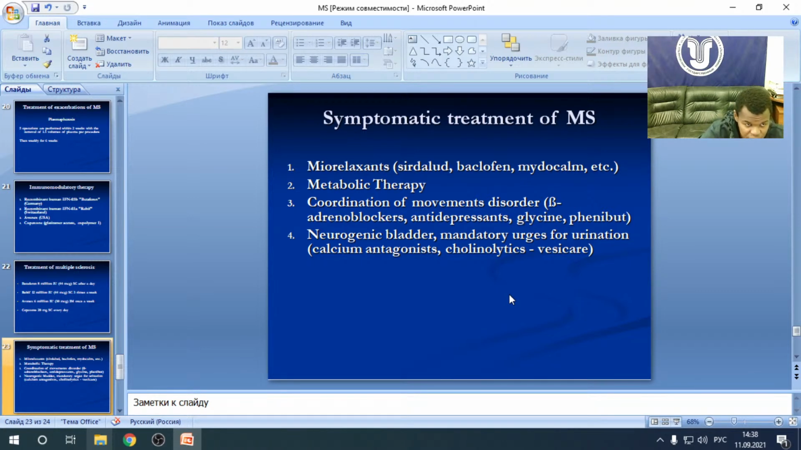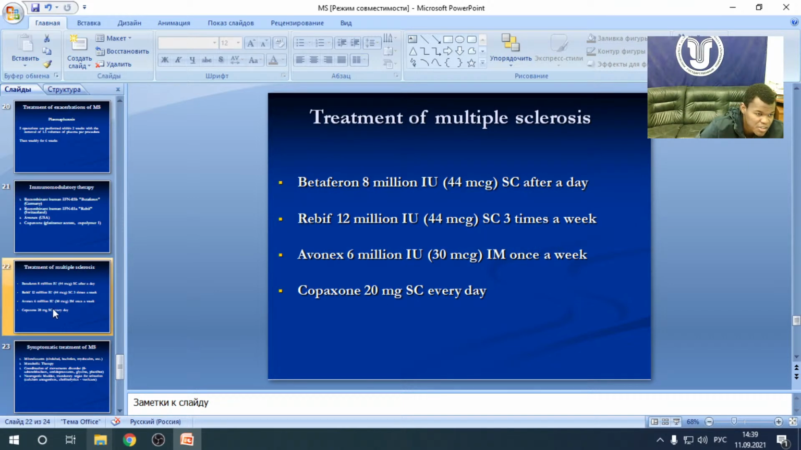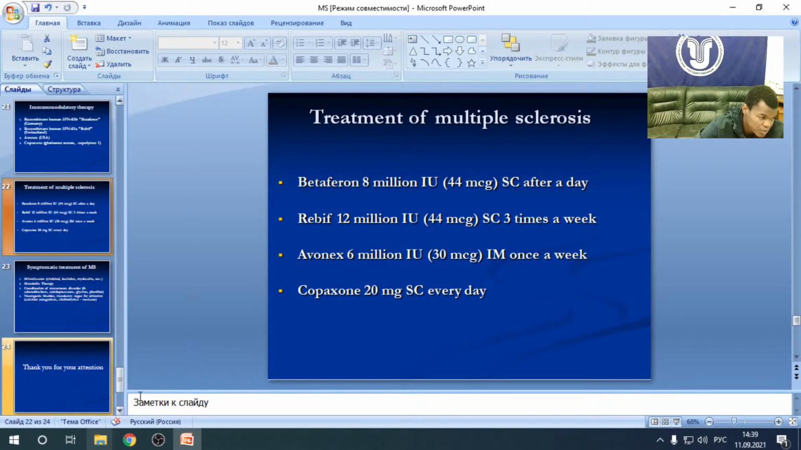Symptomatic treatment of MS: neurolexant. You have sildenafil, baclofen, or Mitocam, metabolic therapy, coordination of movement disorders, adrenal blockers, antidepressants, glycine, right? For neurogenic bladder, imperative urge to urinate, calcium antagonists, right? So all this is symptomatic treatment. But the main treatment is here, alright?